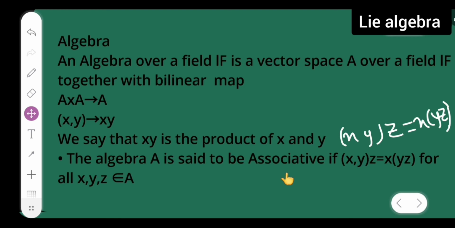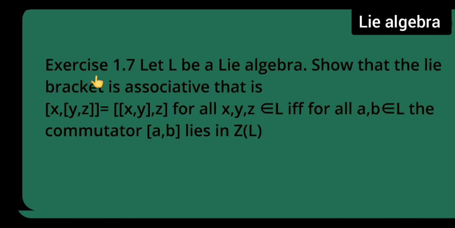Now next is what? Next is exercise 1.7. Let L be a Lie algebra. Show that the Lie bracket is associative. That is, the Lie bracket [[x, y], z] is equal to [x, [y, z]] for all x, y, z belonging to L if and only if for all a, b belonging to L, the commutator of a, b, or you can even say the Lie bracket, lies in Z(L).